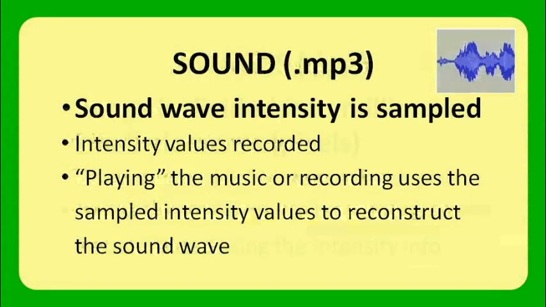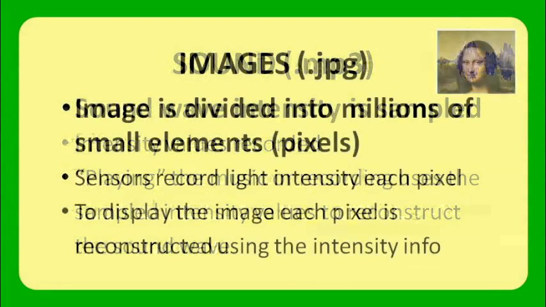The key to understanding how sound is recorded and captured in digital form is to understand that the sound wave intensity is sampled, and the values that are recorded of the intensity of the sound pressure wave are then used to reconstruct the sound wave by the equipment that plays the sound file. And we'll talk more about this in Unit 3 when you actually start doing some sound editing.